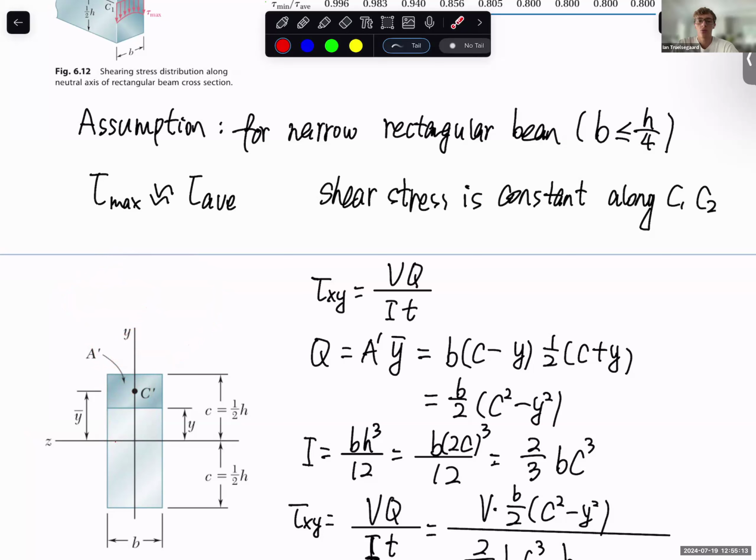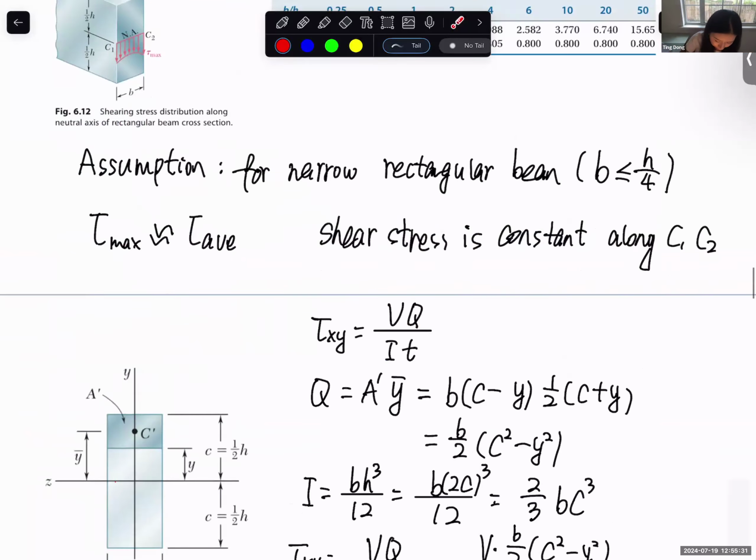Yes, thank you. So Q for this case is not of the cut section, but is always half of the cross section. Perfect. Thank you. You're welcome.